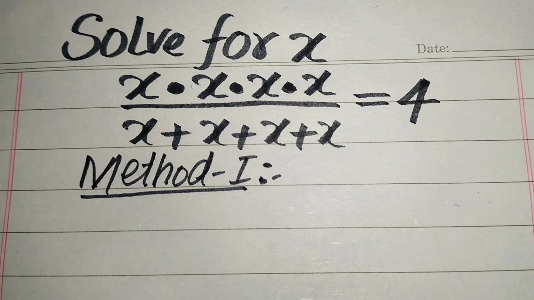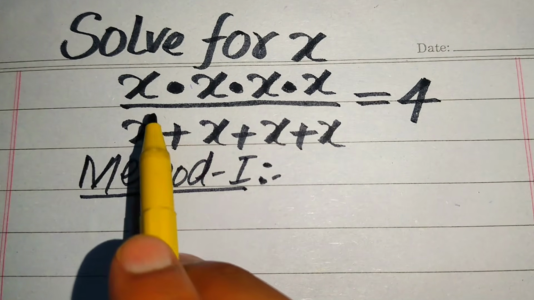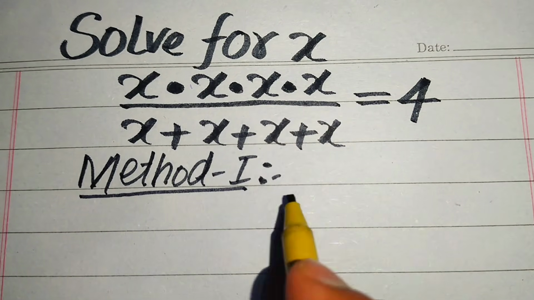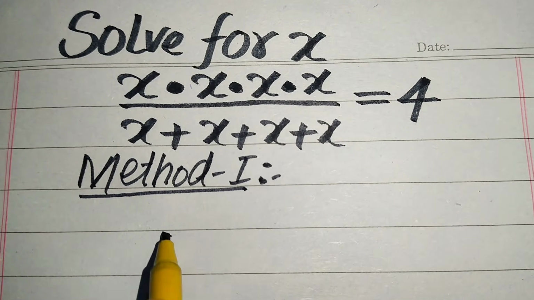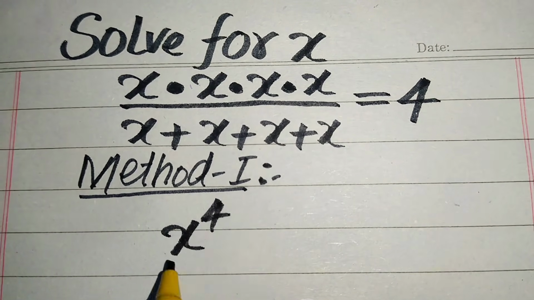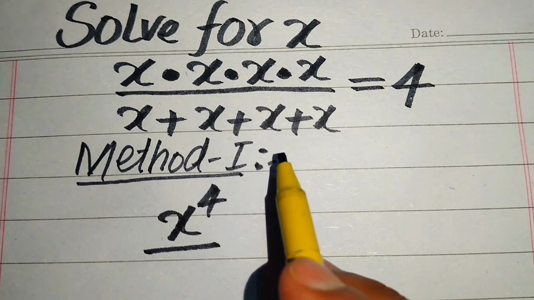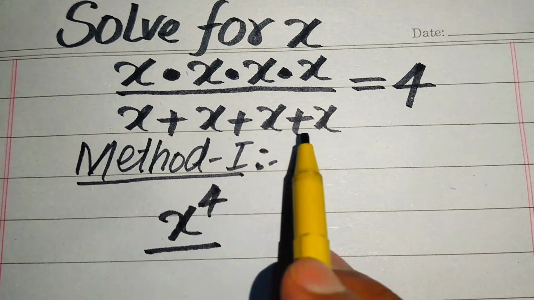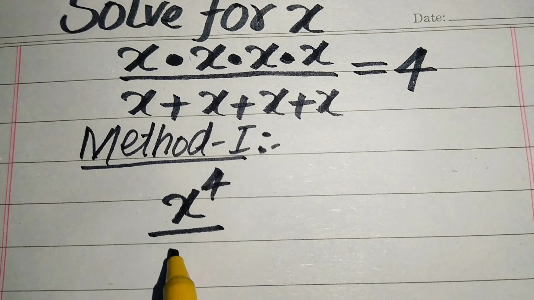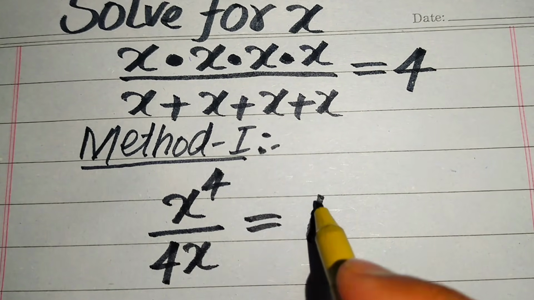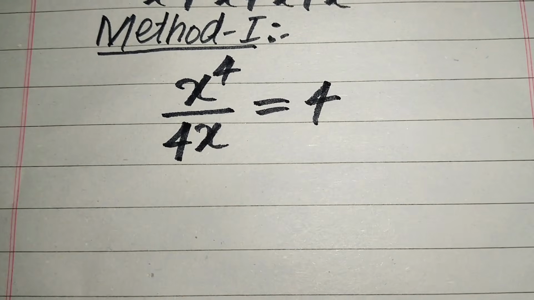And now we move towards the solution of this problem. First you see that x is multiplied 4 times, so we write it as x to the power of 4 divided by, in the same pattern, the denominator where x is added 4 times, so we write it as 4 times x, and this is equal to 4.